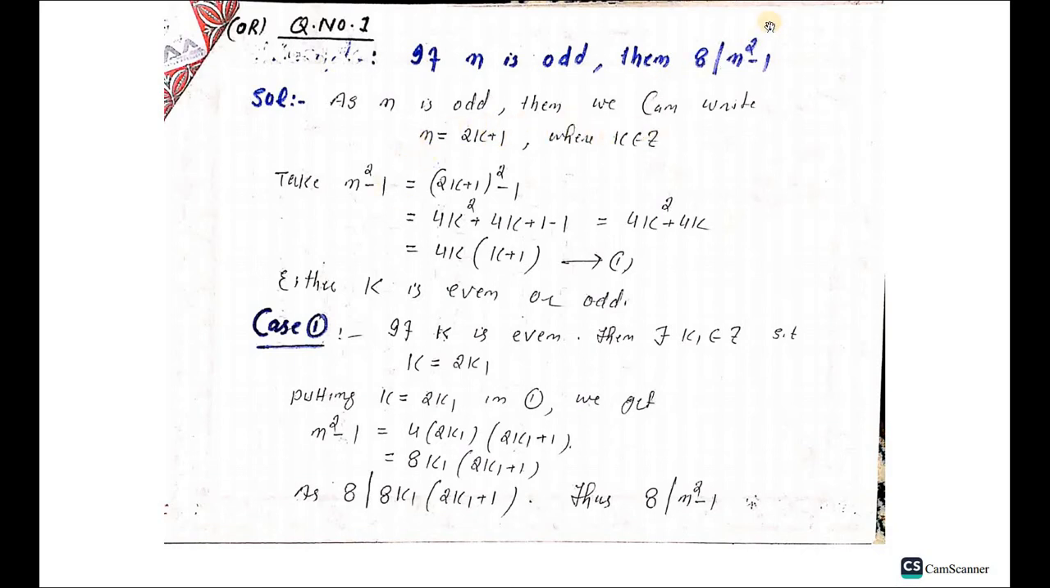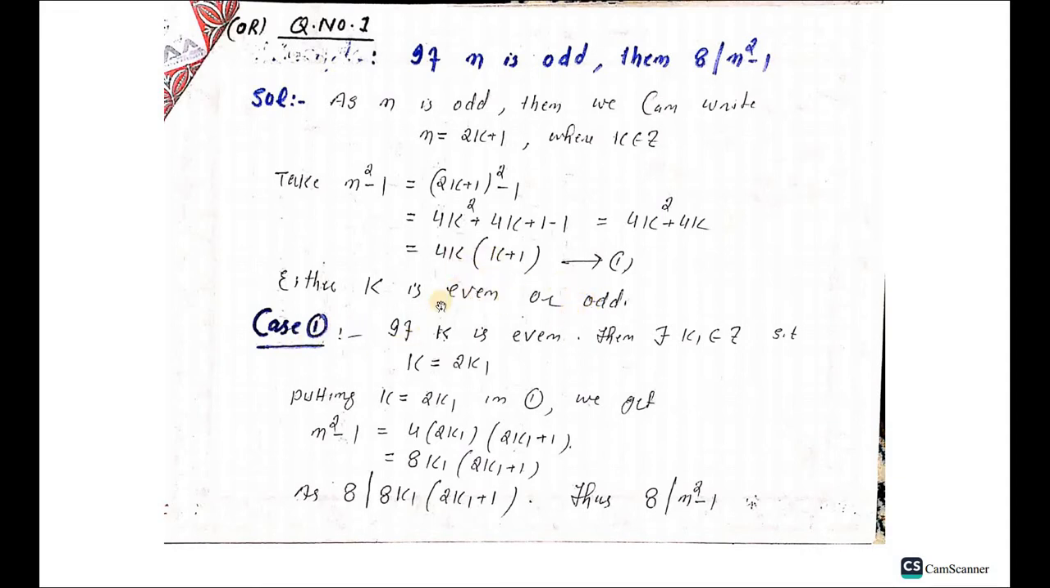Now taking this n square minus 1 and putting value of n, so here we see value of n. Simplifying, this is a simplification. This 1 and minus 1 will be cancelled and this will be the result. Taking 4k common, here we have k and k plus 1. Now this k may be either even or odd. This k is even or odd.